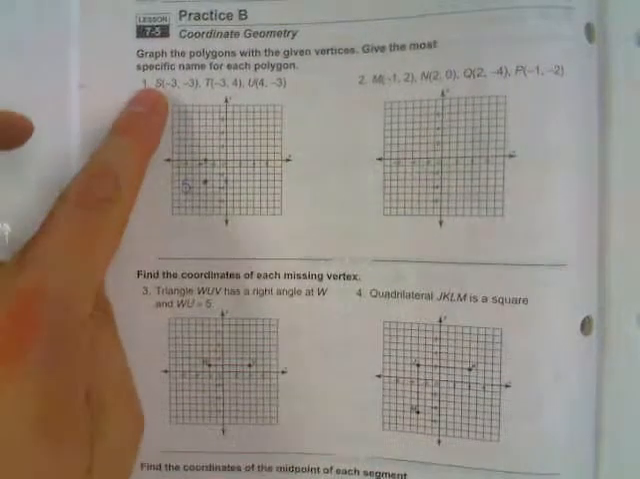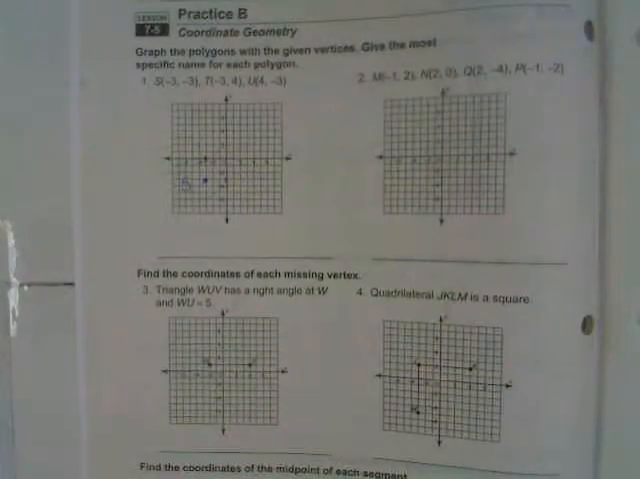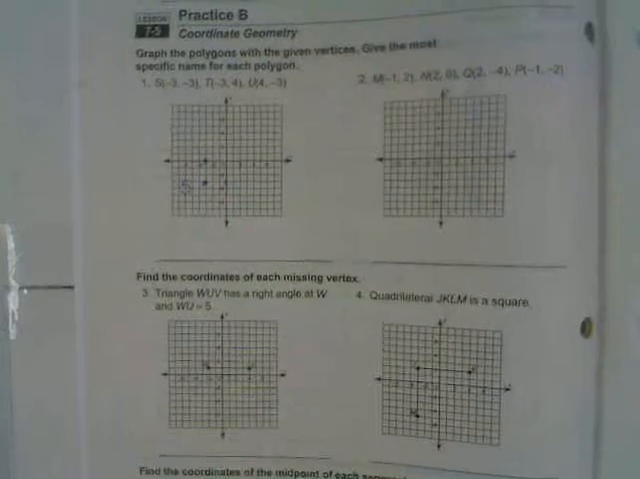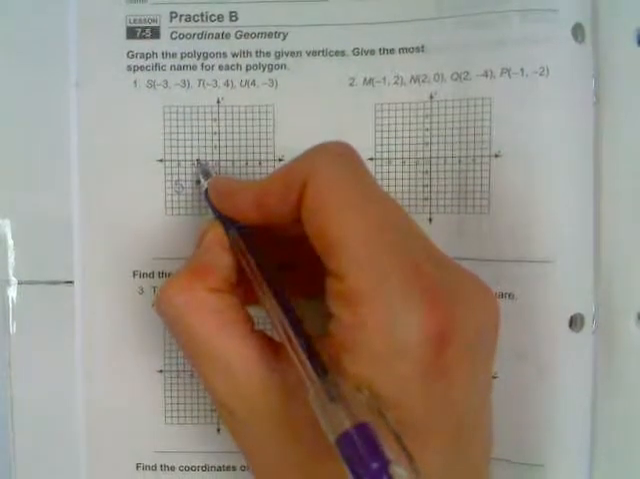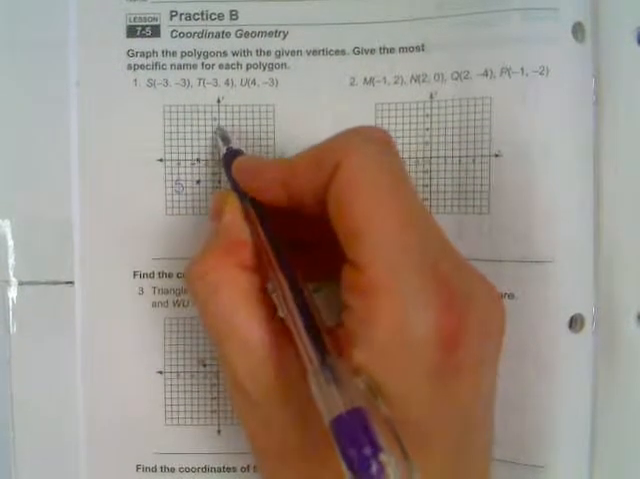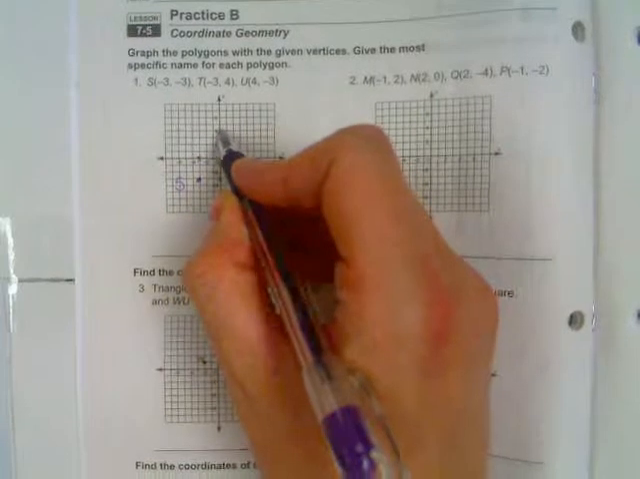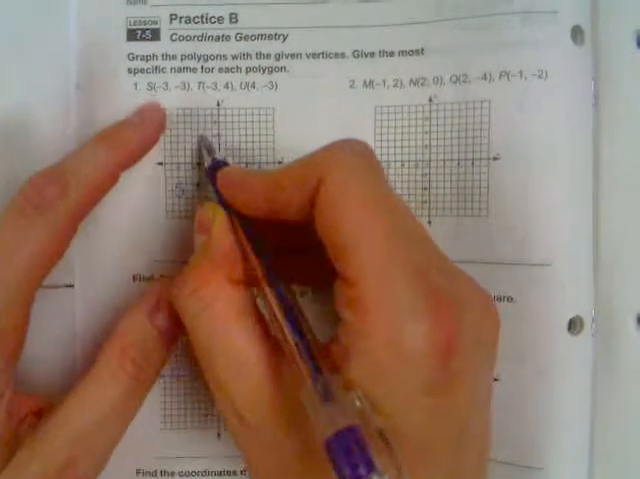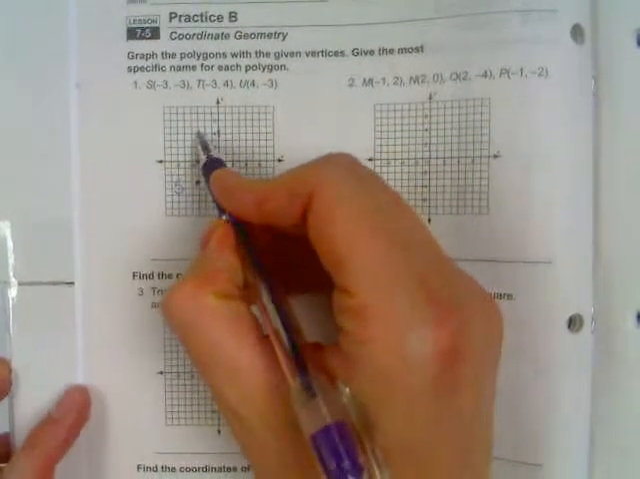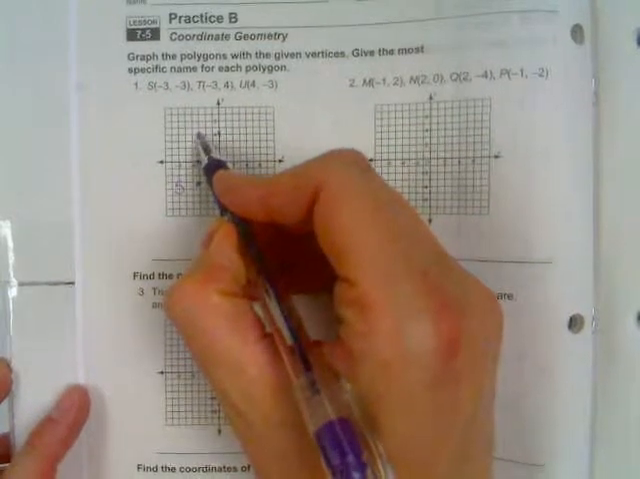Why S? Because they told us it was S right there. Point T is at -3, 4, so that -3 repeats, but this time I'm going to go all the way up to 4 on the y-axis, and again, pull my fingers together to where those meet, and that's going to be point T.